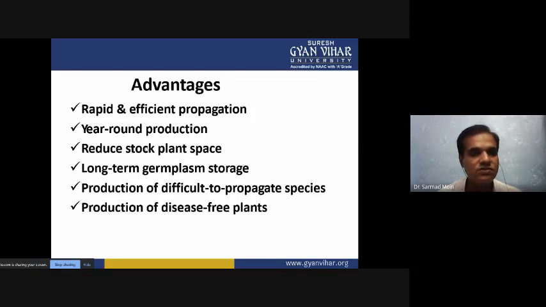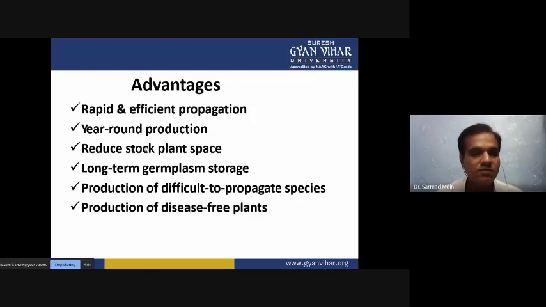Then we can reduce the stock plant space, and very little space is required for micropropagating plants, because the plantlets take very little space. That's why, in less space, you can produce a large number of plants.